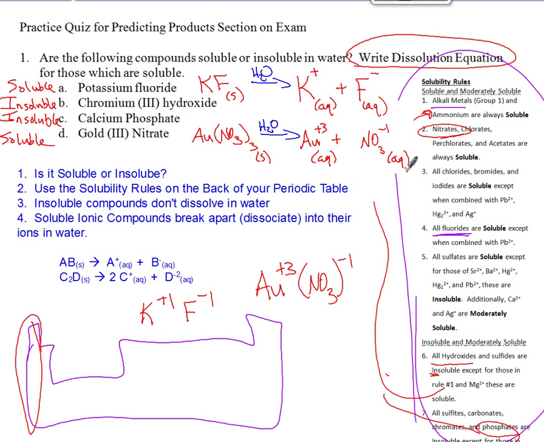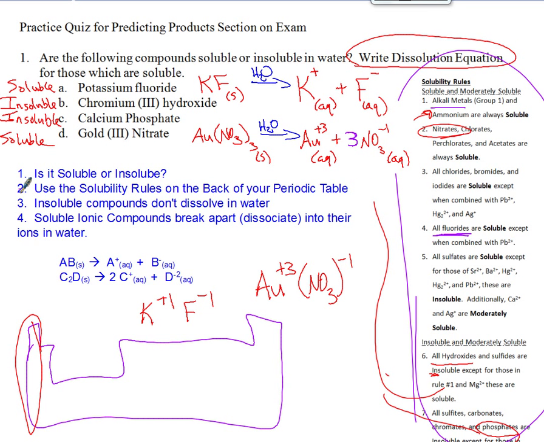Hey, Mr. Murphy. Yes, random student questioner. I notice that you have 3 nitrates over here, but only 1 nitrate there. Let's put a 3 in front of the nitrate so that it's balanced, because the law of conservation of mass is awesome. Now, because we have to keep everything balanced, we can't lose nitrates in the dissolution process. So, there we go. Is it soluble or insoluble?